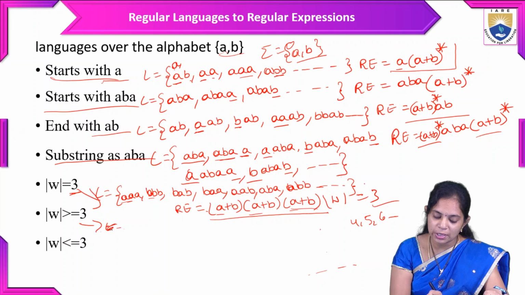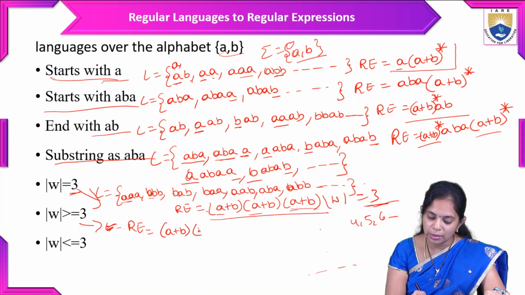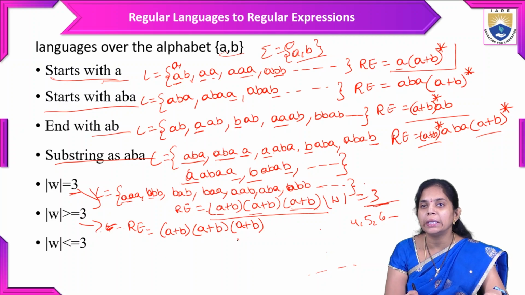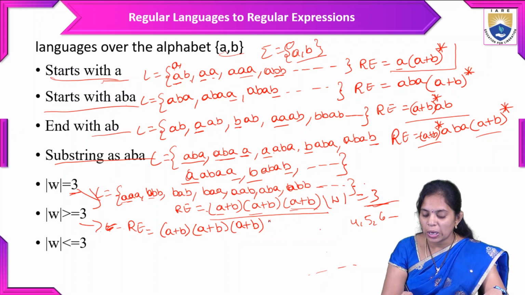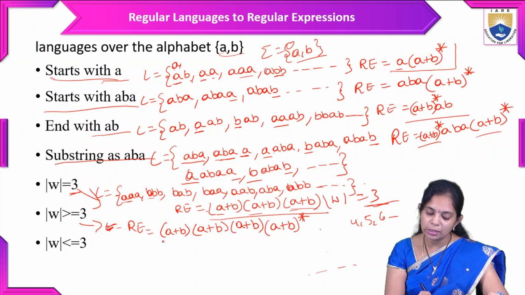So what is the regular expression here? We will write A plus B, so we are satisfying this equal to 3 condition, so that the minimum length is 3 here. So the minimum length is satisfied, and we also need to satisfy any increment. Any increment we need to satisfy, in the sense we need to write it as A plus B star. So here this is must and should, A plus B whole star.